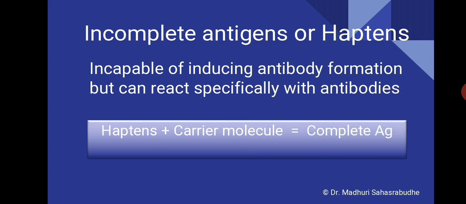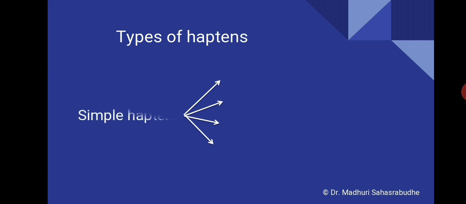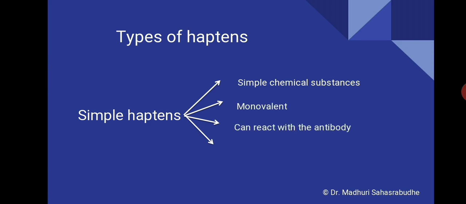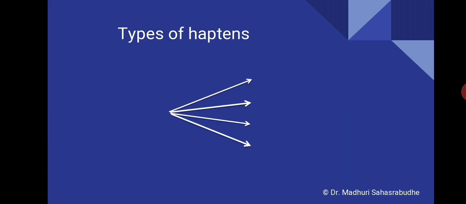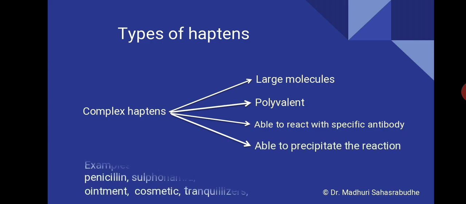The haptens or incomplete antigens can be converted into complete antigens by adsorbing on the surface of carrier molecules. There are two types of haptens. Simple haptens are characterized by simple chemical substances. They are monovalent. They can react with the antibody, but they are unable to precipitate the reaction. Second is complex haptens. They are large molecules. They are polyvalent. They are able to react with specific antibody, and they are able to precipitate the reaction.